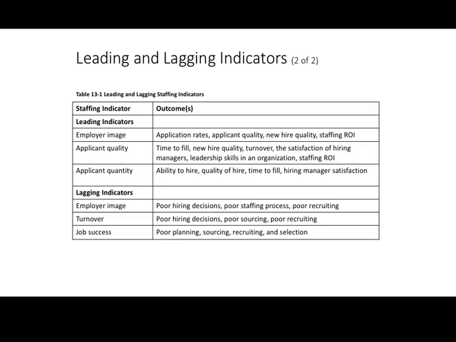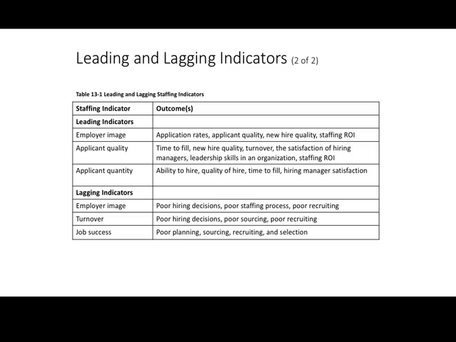Applicant quality is also considered a leading indicator. So if we have really good, high quality applicants, that means that we will probably be able to fill our position much more quickly, that we are less likely to see turnover, we're more likely to see good new hire quality, greater satisfaction, better leadership skills, good staffing ROI.